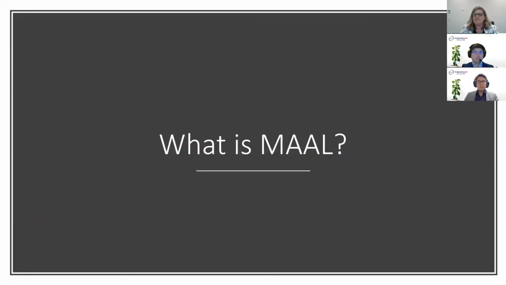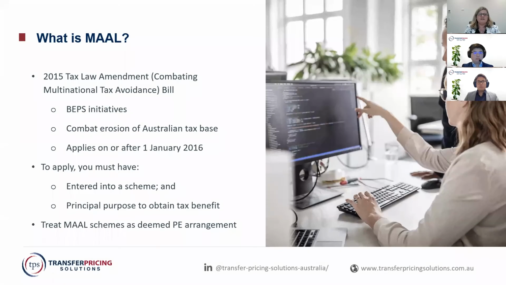So what is the MAAL? It's not the greatest acronym, but it's the Multinational Anti-Avoidance Law. It was brought out in 2015 as a tax law amendment, and it's really to combat a lot of this multinational tax avoidance. A lot of you may have heard about the BEPS initiatives, the base erosion and profit shifting, which is more of a global initiative that's going on. And it's really about combating erosion of the Australian tax base.